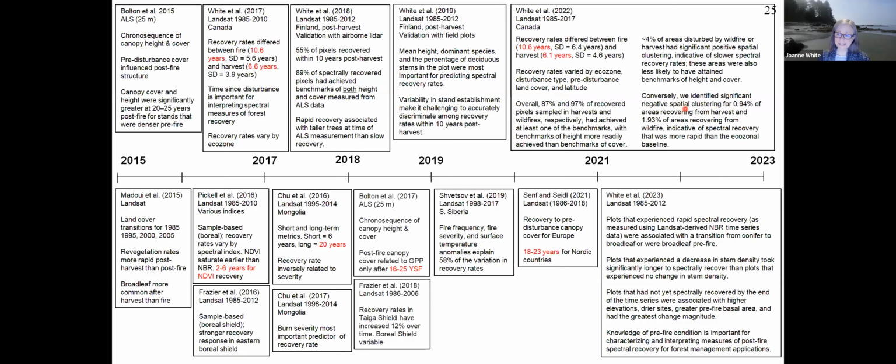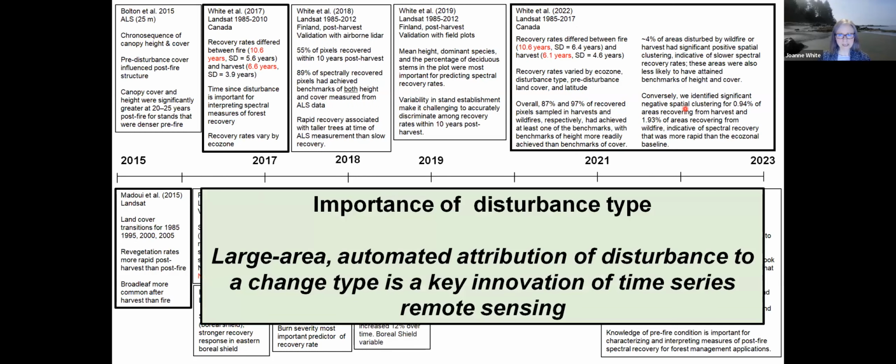So since Landsat's become available, there's been a plethora of studies that have looked at recovery in boreal forests, and I just want to walk through some of the contributions that we've had from these studies towards understanding what these recovery metrics mean, how we can use them, and what they tell us about how the forest is recovering. So many of these studies highlighted the importance of disturbance type.